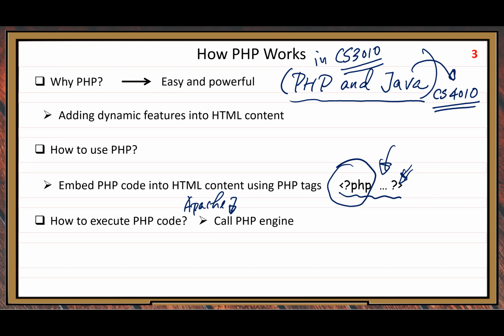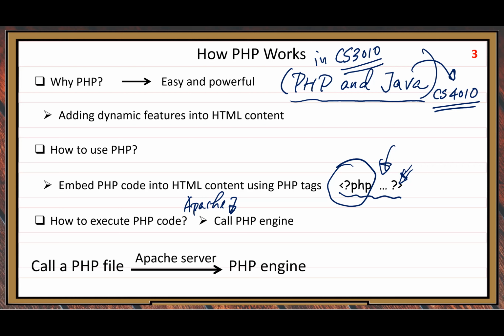Apache does the communication part, sending your PHP code to the PHP engine for processing internally. So a PHP file is called by the Apache server, and the PHP engine needs to interpret the PHP file. Interpret means translate your PHP file into PHP instructions. Internally, you do not need to know that. You only need the processing result. You do not need to know what the translation is. Not important for us.